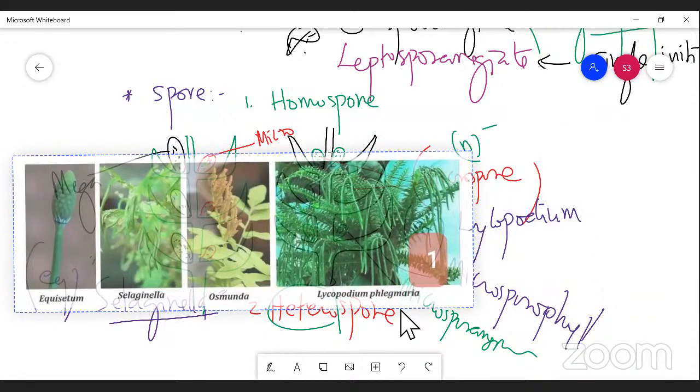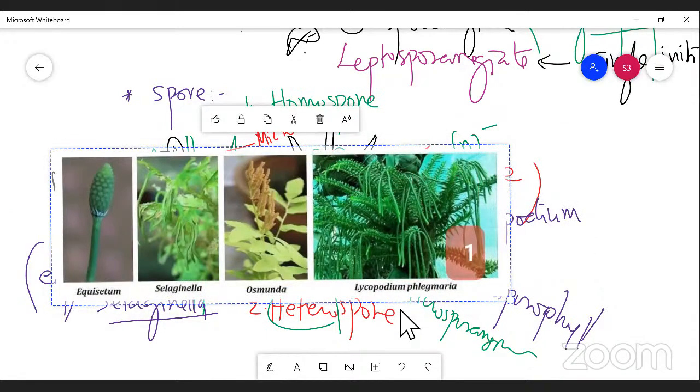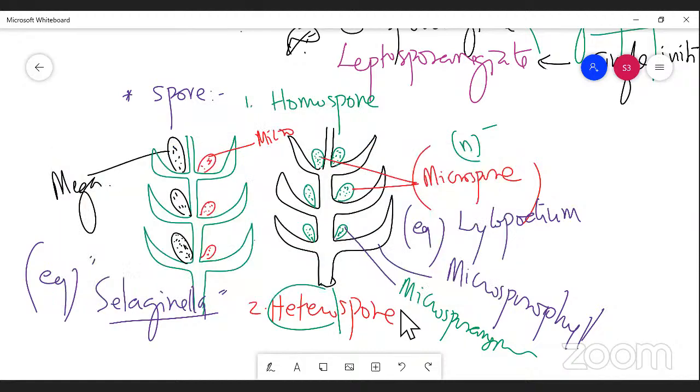Heterospory is the origin for the development of seed formation. My dear students, Selaginella is the plant in which the first seed was originated, so Selaginella is the most primitive form for the origin and development of seed. The development of seed was first reported in the case of Selaginella. So Selaginella is a heterosporic plant because it possesses two different spores on the same plant, right?